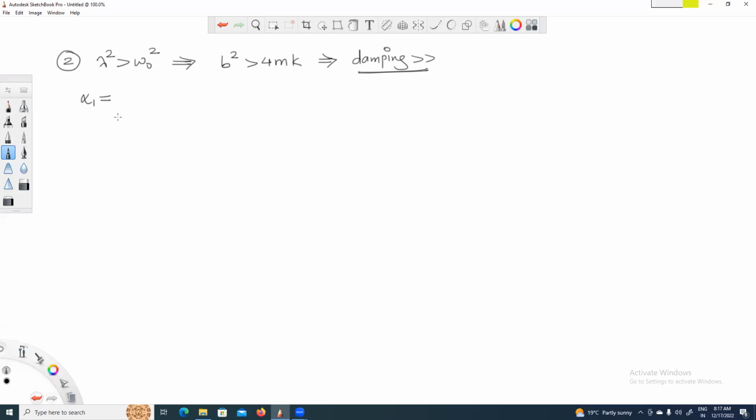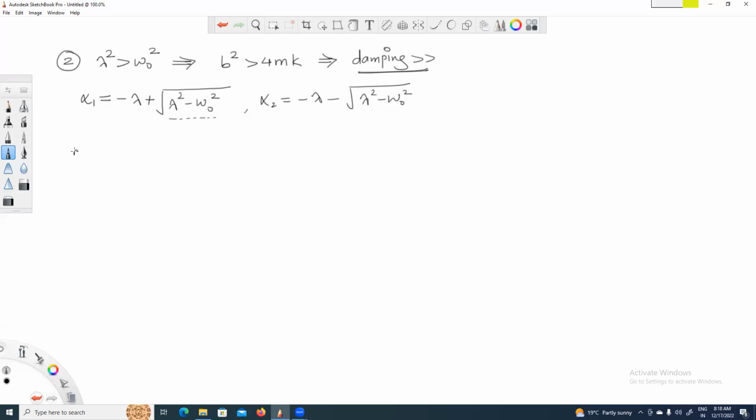So what happens here now? Let me write alpha 1 here. This is minus lambda plus square root of lambda square minus omega naught square. And let me write alpha 2 as well: minus lambda minus square root of lambda square minus omega naught square. Look at these terms here. Since lambda square is greater than omega naught square, the term inside the square root would be positive. So there is no harm here, right? Let's not go into complex numbers. There is no need, absolutely right.